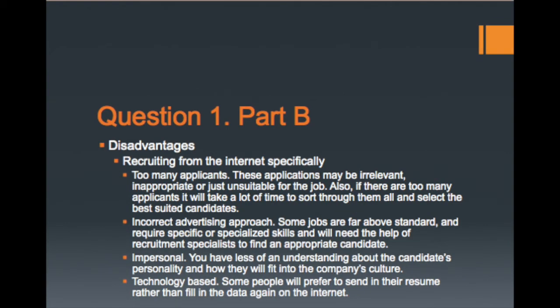Recruiting from the internet specifically also encounters some problems, including too many applicants. These applications may be irrelevant, inappropriate, or just unsuitable for the job. Incorrect advertising approach. Some jobs are far above standard and require specific or specialised skills, and will need the help of a recruitment specialist to help find an appropriate candidate. It's impersonal. You will have less of an understanding about the candidate's personality and how they will fit into the company's culture. It is technology-based. Some people would prefer to send in their resume rather than fill in the data again and again on the internet.